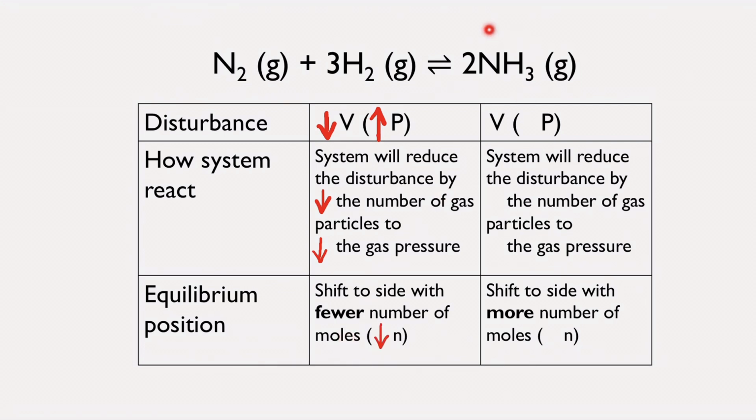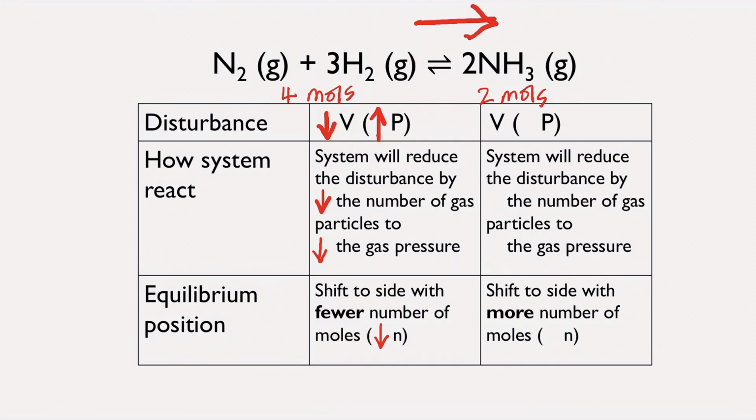Right? For this reaction, will your equilibrium position shift to the right or left? So let's see. On your left hand side, you have 4 moles of gases. On your right hand side, you have 2 moles. Okay, so for this disturbance, according to Le Chatelier's principle, your system will shift to the side with fewer number of moles. That means to the right. Okay.